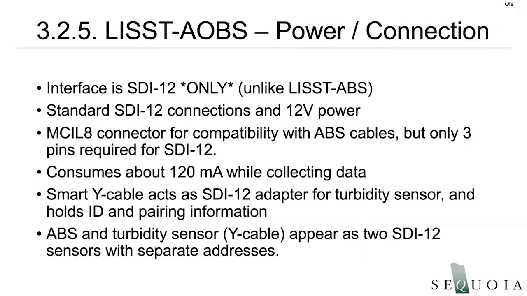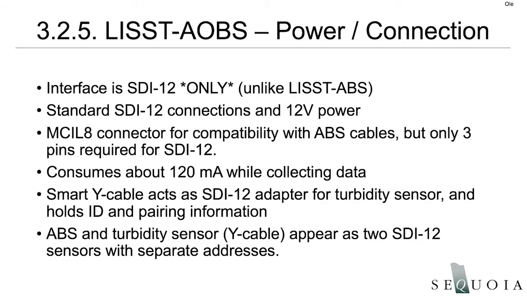There's also a wiper on the turbidity sensor to minimize fouling. That's, of course, for long-term deployments. We do want a wiper on there to make sure that the optics stay clean and we get a good turbidity signal. Because, of course, if you don't, then everything falls apart. Then there's the Y cable that I mentioned, which acts as the adapter for the turbidity sensor. It has a little circuitry inside where we store the pairing information from the pairing exercise that we do before we ship it out.